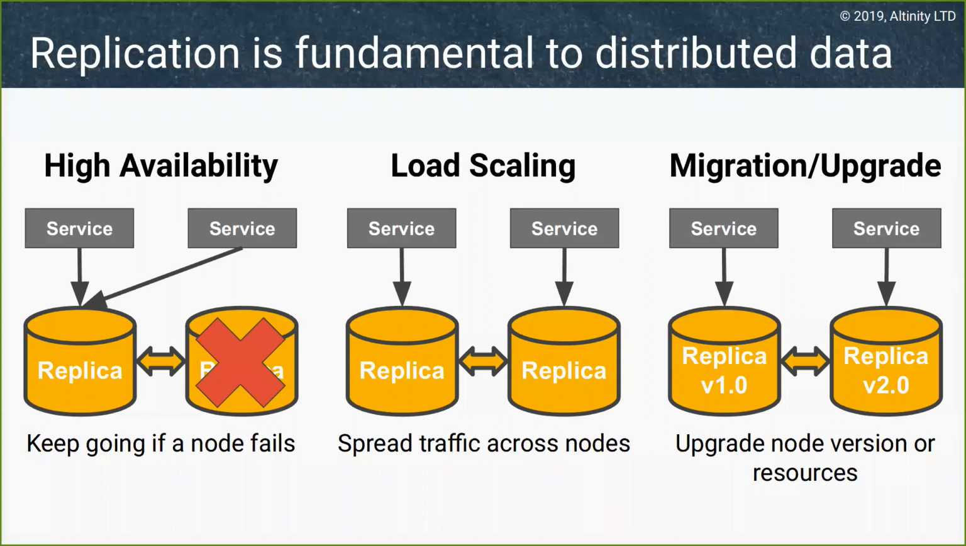So if you have a couple of copies of data and one of them catches fire, you can just switch all your services to talk to the other copy. So that's one of the first and primary uses of high availability, and when we're talking about replication on ClickHouse, it's no exception. Another way that you can use replicas is load scaling.